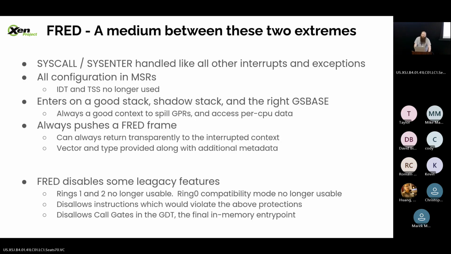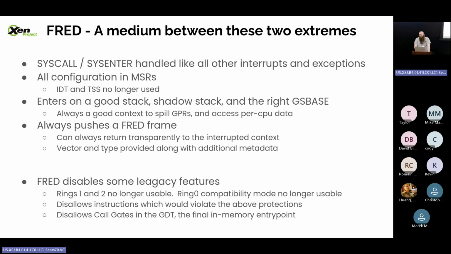FRED does disable a few legacy features. For anyone that knows the deep history of x86, rings 1 and 2 are actually no longer usable. They were basically on life support from the 386 processor, but we have finally killed it 30 years later. It also gets rid of the ability to use 32-bit mode operating systems. No one really cares about that these days as well. It simplified a few bits. A whole bunch of instructions now are disabled.